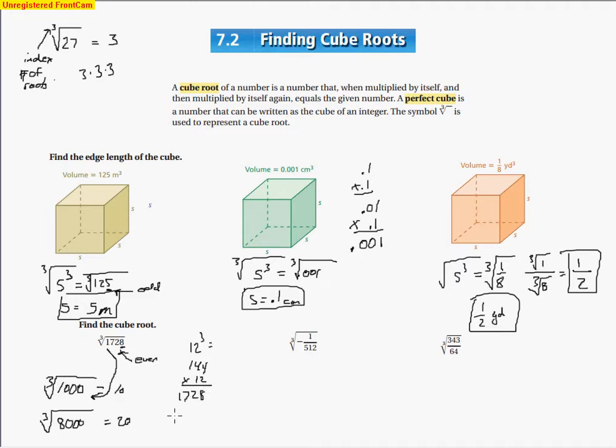So that tells us that the answer is 12. So when we're dealing with cubic roots, we can have negative numbers because we can find three negatives that multiply to make this, an odd number of negatives. So the key is, again, we're using our benchmarks.